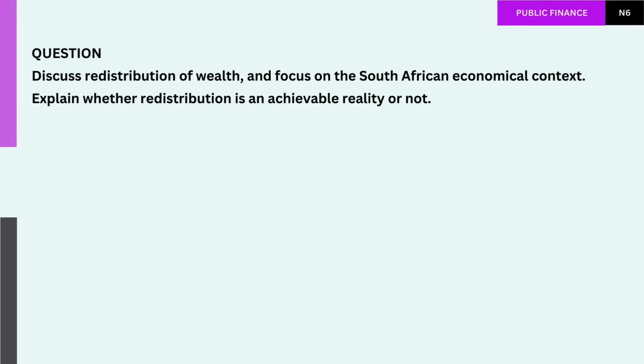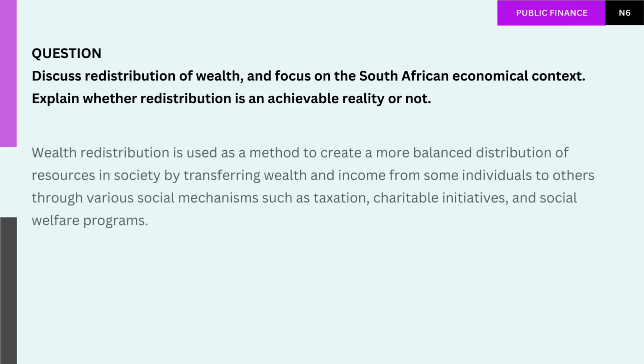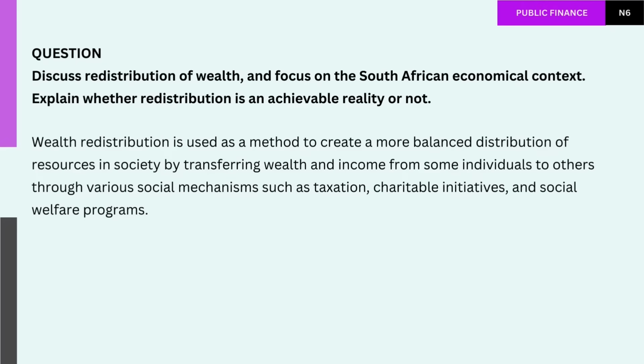Question. Discuss redistribution of wealth and focus on the South African economic context. Explain whether redistribution is an achievable reality or not. Wealth redistribution is used as a method to create a more balanced distribution of resources in society by transferring wealth and income from some individuals to others through various social mechanisms such as taxation, charitable initiatives, and social welfare programs.